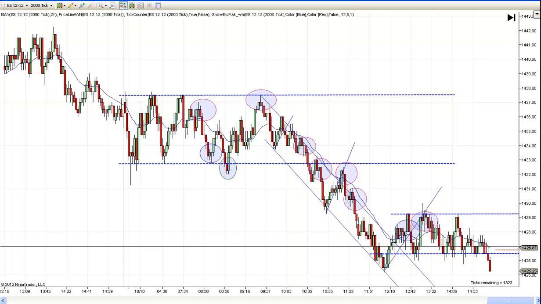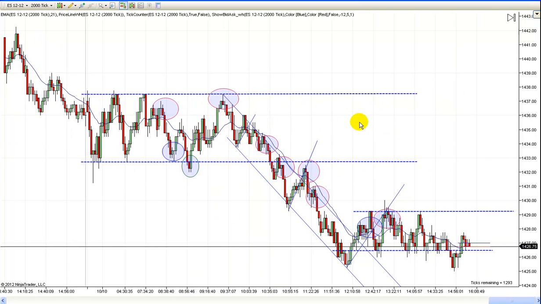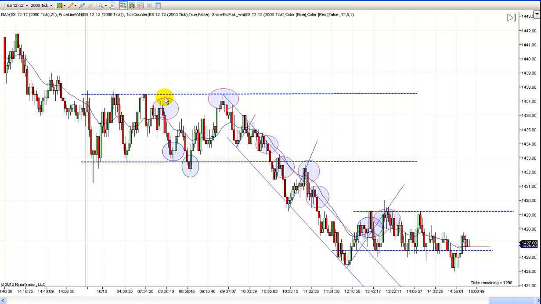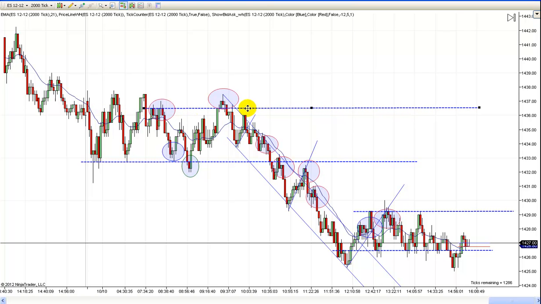But let's go ahead and talk about the trades. Your first trade was right here. You had a little double top, and if you bring that down, you can see that little double top right there.